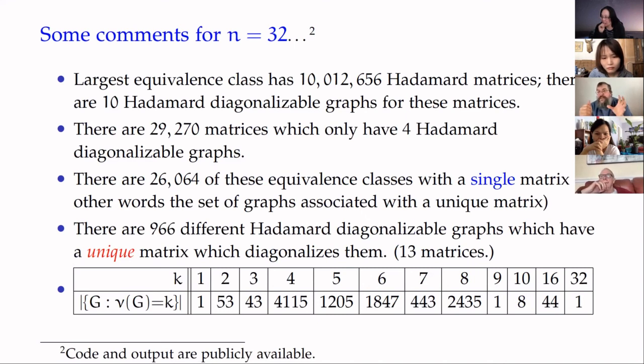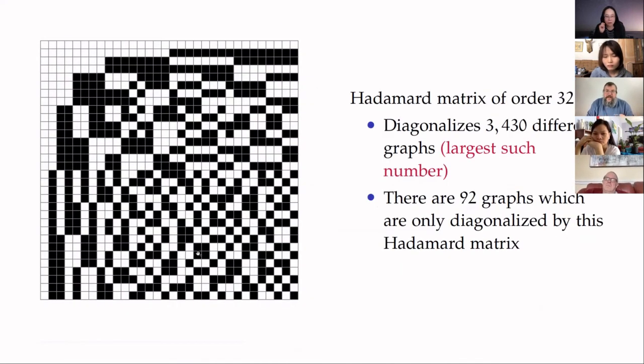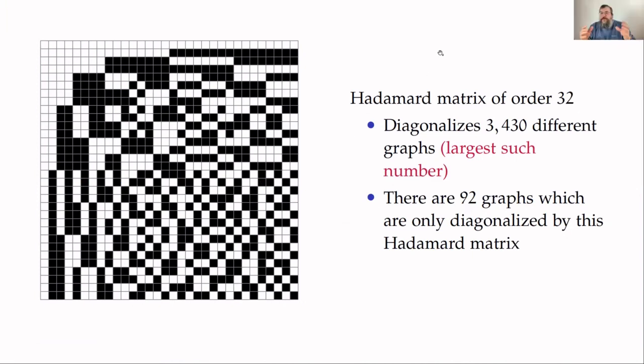So it turns out that even though there's 966 different graphs which only have one matrix, they all belong to a family of 13 matrices. So there's 13 matrices which combined cover those. And if you go to the example on the next slide, you see there's a lot of graphs which are only diagonalized by this one. So even though there's 966 different graphs, you don't need 966 different matrices. You only end up needing 13.